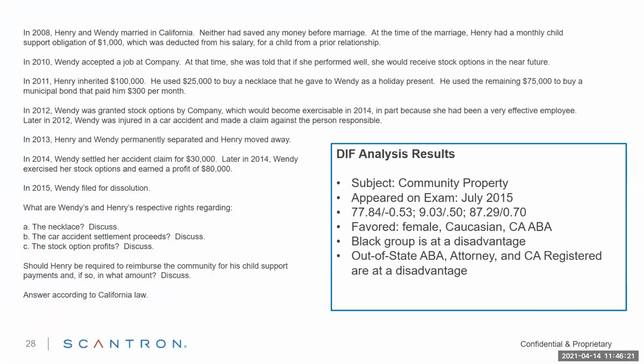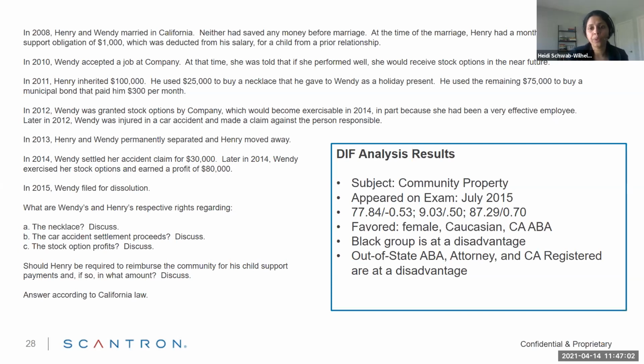So Chaitali, if you would just give us a high level, what does this blue box information mean? And then we'll let folks read through the question. Sure. So in that blue box, you see DIF analysis results for this particular item. That item was about community property, and it appeared on the exam of July 2015. Then the bunch of numbers that you see are basically your different DIF statistics. So there are three groups of statistics, and within each group the first stat is Mantel-Haenszel, and the other stat is the log odds ratio, because we looked at both of those statistics.